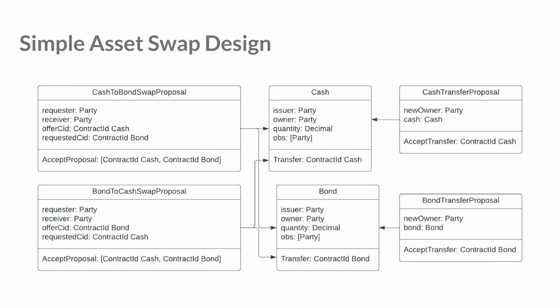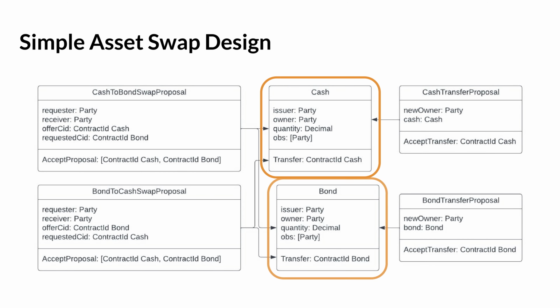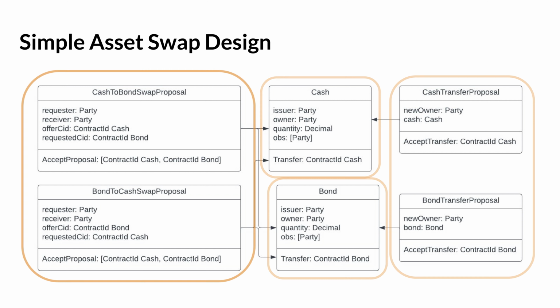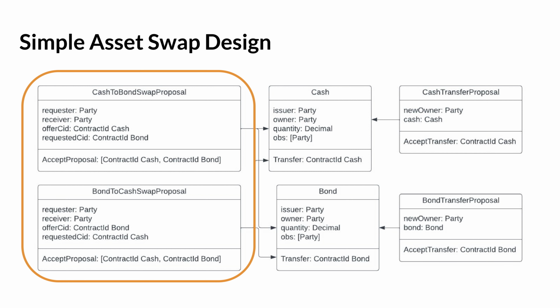Let us see how we will design this using DAML code. One way is to have a cash template, a bond template, and transfer proposals for each of them, so that you can use the propose accept pattern. For a party to swap cash with bond, it will need a cash to bond swap proposal because the data types of what is offered is different from what is requested.